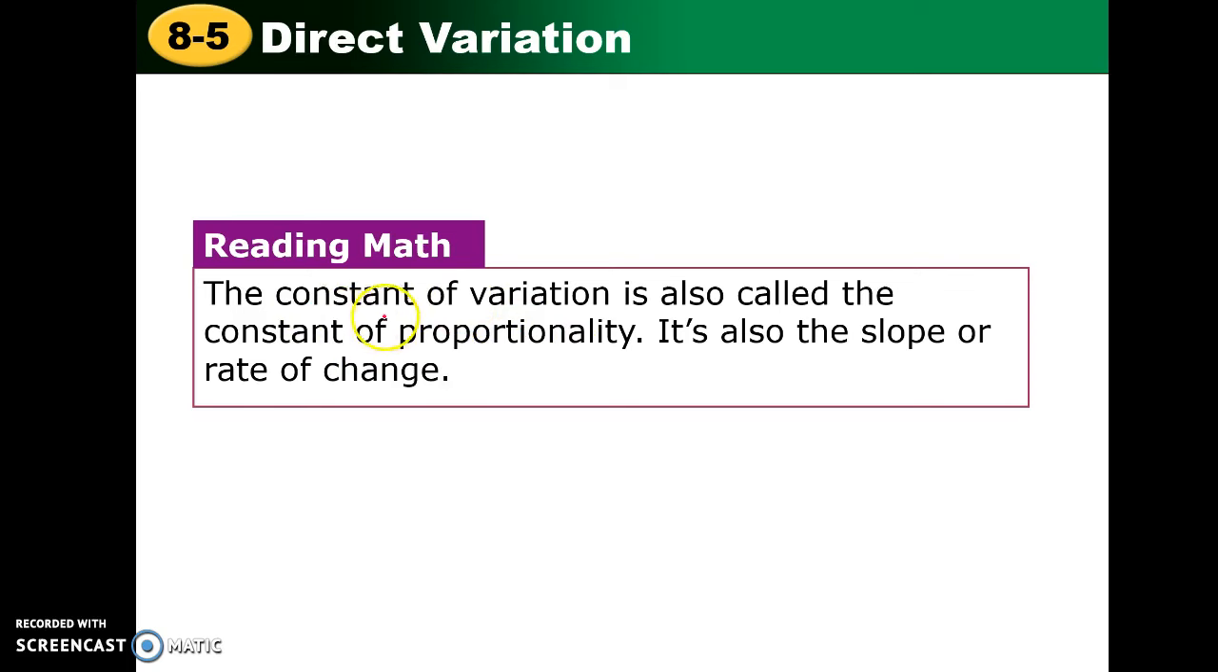So this is just a tip. The constant of variation is also called the constant of proportionality. Okay? We've been using slope, rate of change. All of those are the same thing. We just like to call it 500 different things in math to confuse people, but they all refer to the same thing, okay?